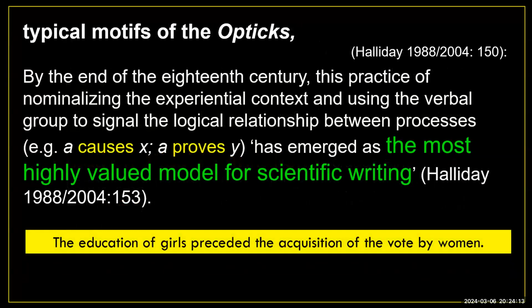So Halliday says this: by the end of the 18th century, this practice of nominalizing the experiential context, using the verbal group to signal the logical relation, using the verb to signal the logical relation, so that A causes X, or A proves Y, or A precedes X. This has emerged as the most highly valued model of scientific writing.